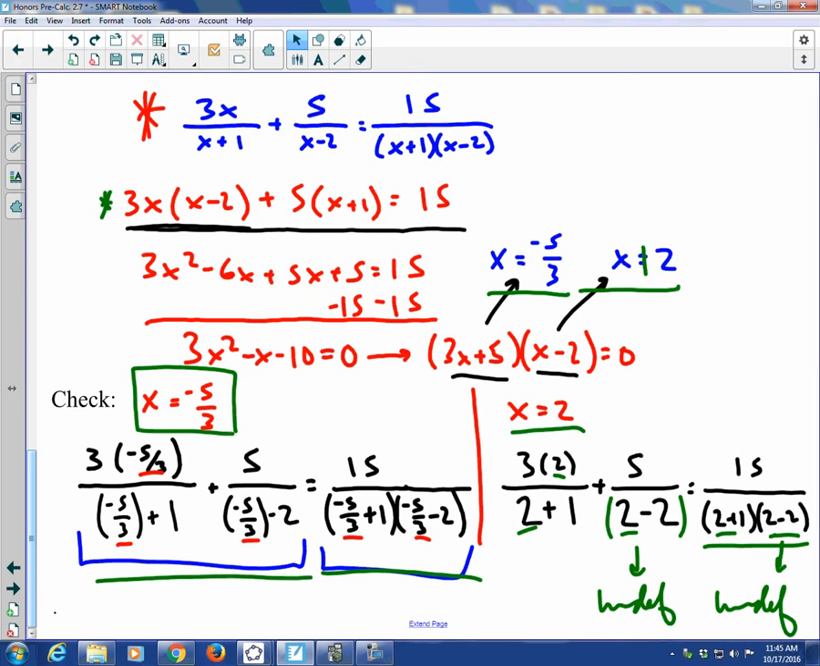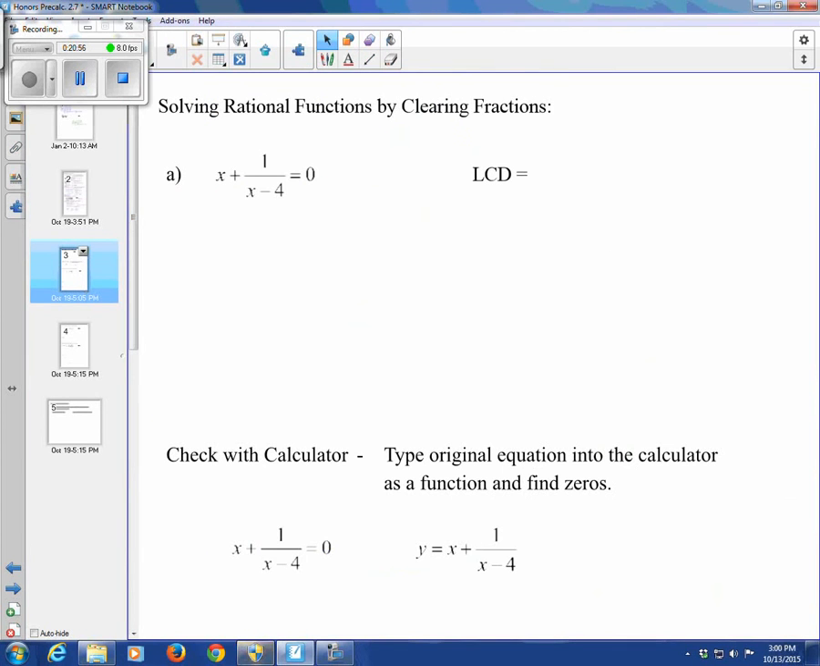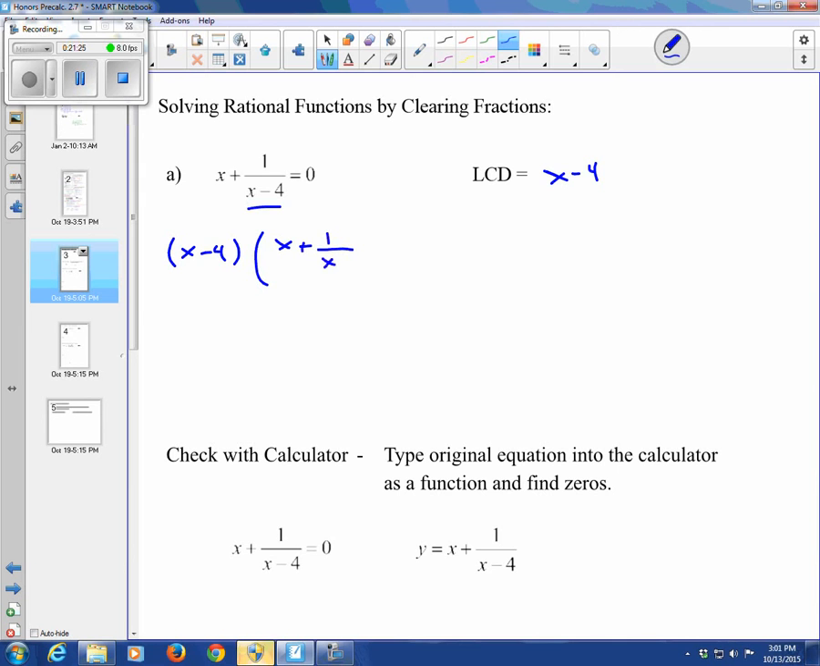Okay, guys, so we will move on to the next page now. Here, moving on, we want to look at situations where we're not necessarily going to get rational numbers as solutions and determine what we're going to do there. So right here, we've got x plus 1 over x minus 4 equals 0. And right here, the least common denominator is going to be the only denominator in this case, x minus 4. And right here, when we multiply by that x minus 4 on both sides, we are going to see a quadratic come for us.